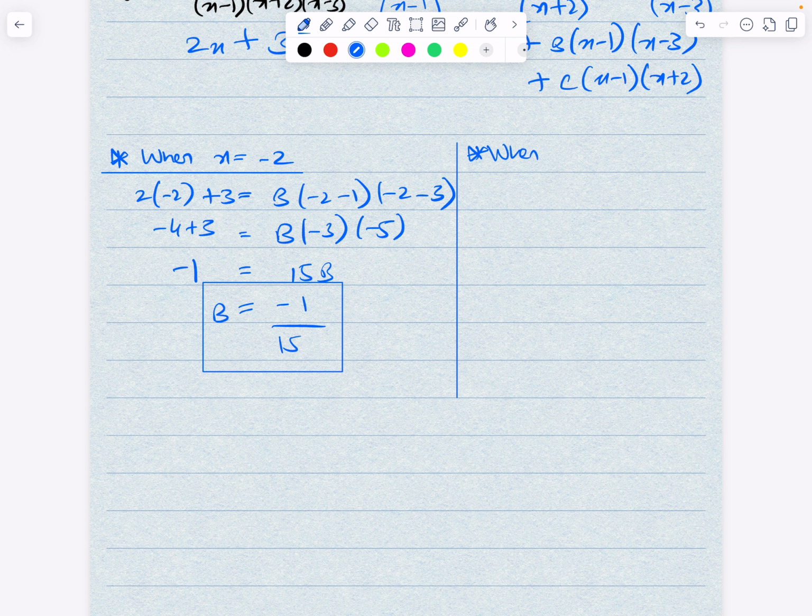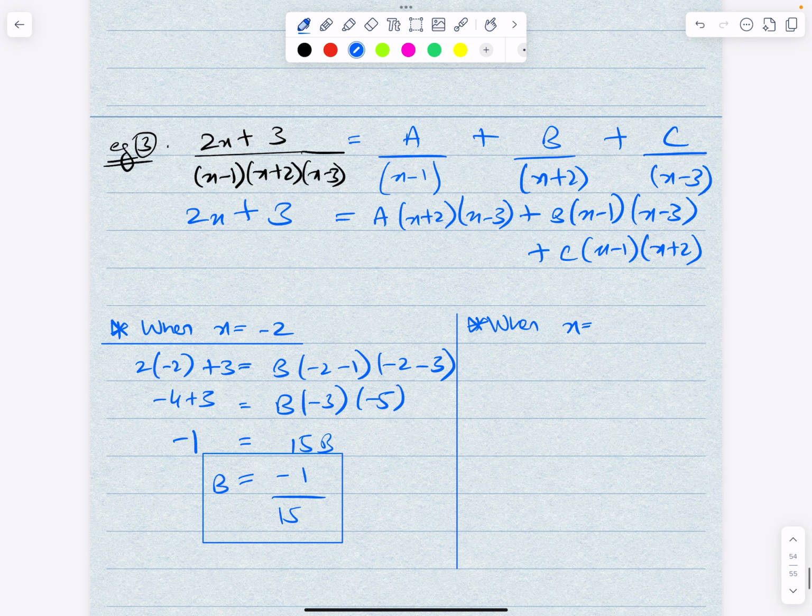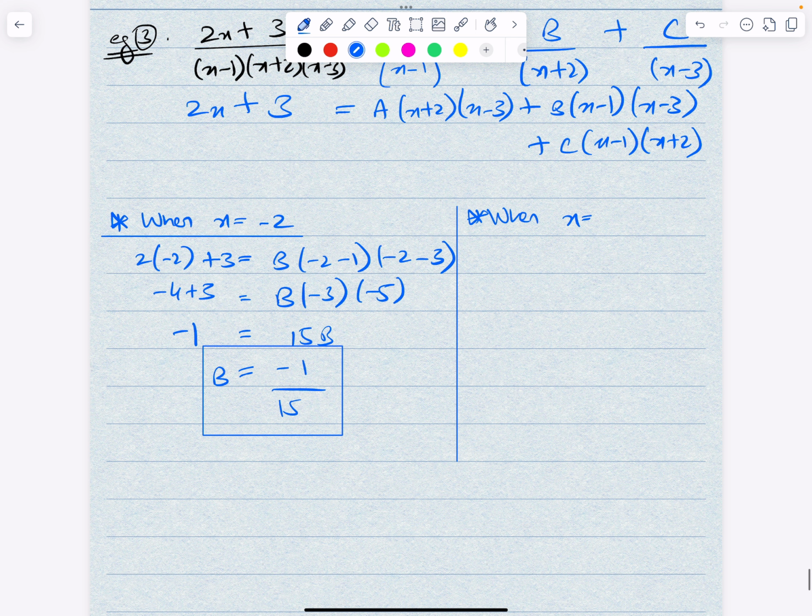So for the second value of x, let's assume x to be 3. So A and B cancel off again. So in this case, I have 2 into 3 plus 3 is equal to C(3 - 1)(3 + 2). So I have 10C equals 9. And C turns out to be 9 over 10.